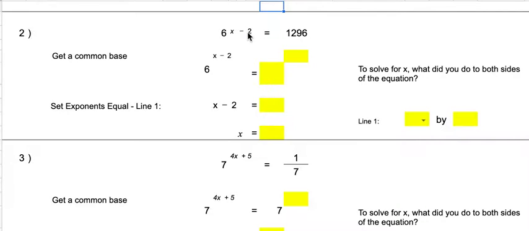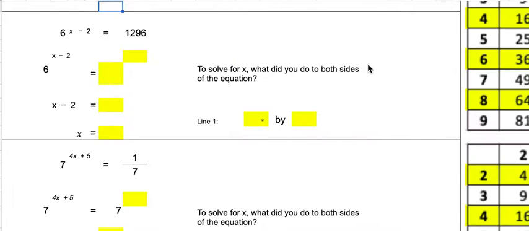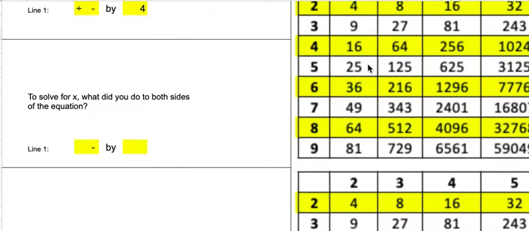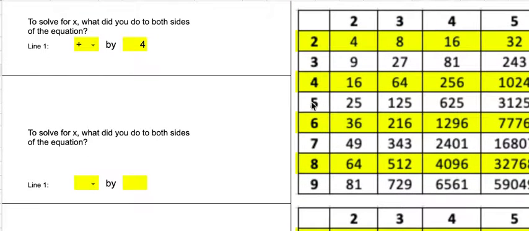Number 2. 6 to the x minus 2 equals 1,296. Do those have a common base? No. So the first thing we need to do is to get a common base. So I've got to find, in my power chart, a row where there's 6 and 1,296. That's pretty easy to find. There's the 6, 6 squared, 6 cubed, 6 to the 4th. Okay, 6 to the exponent of 4 is 1296.